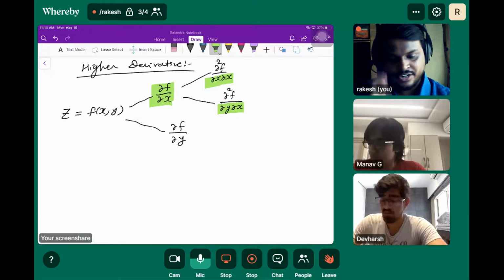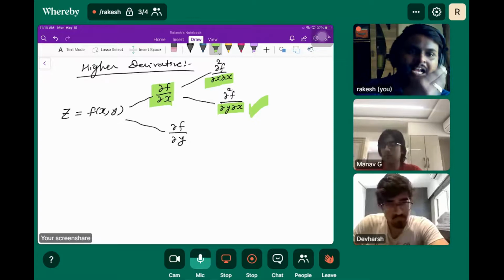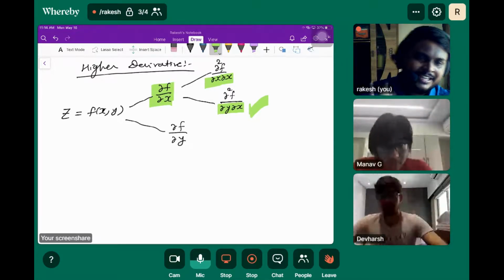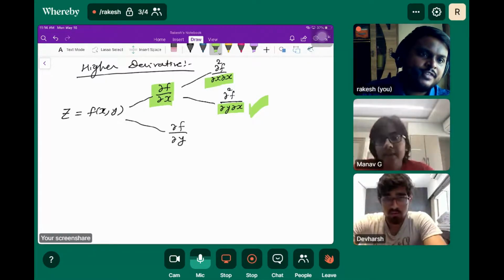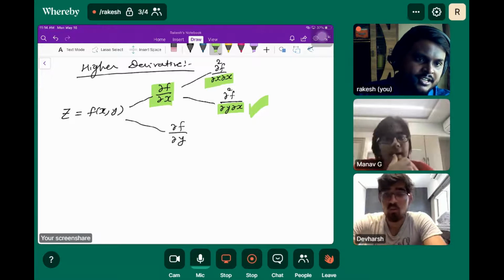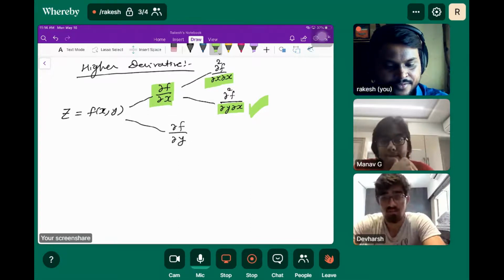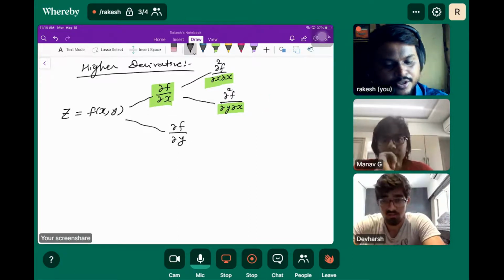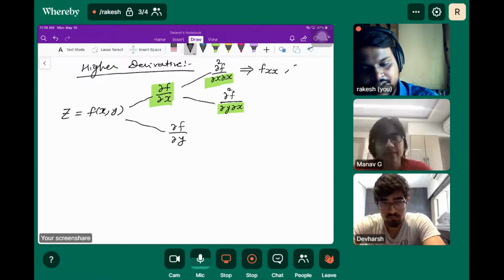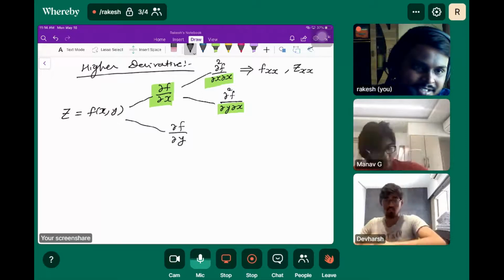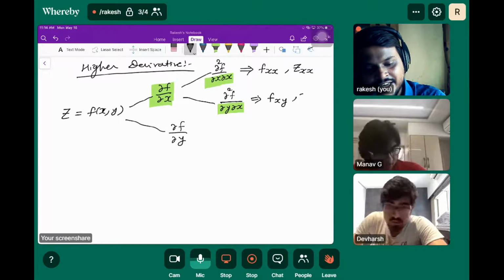So we were doing the higher order derivative, and I think this part is confusing. See, I have written del y first and then del x. What does that mean? That means we are differentiating the function with respect to x first, and then with respect to y later, right? Okay, so we can represent this as zxx, or we can represent this as zxy.